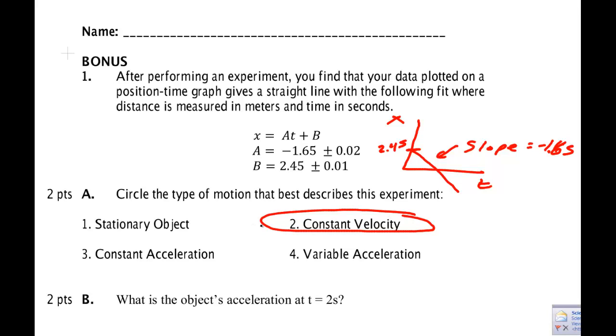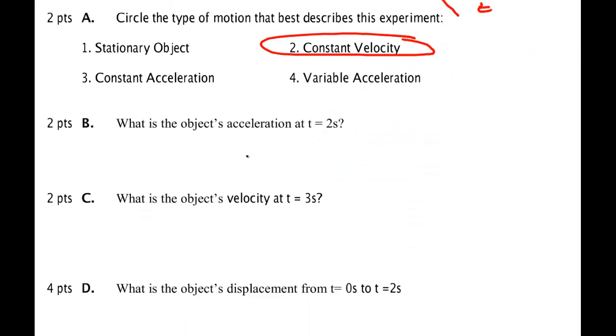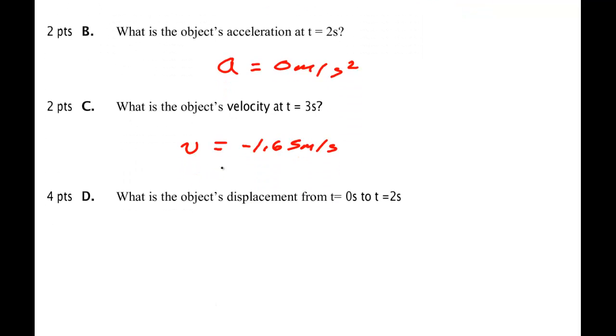The acceleration of the object is 0 because it's constant velocity. The velocity I can get by looking at the coefficient, which is a. So v is minus 1.65 meters per second. The object's displacement is a little bit more challenging in the sense that I have to read it from the graph. I have to find the change in the position on the graph. So delta x equals x2 minus x naught.